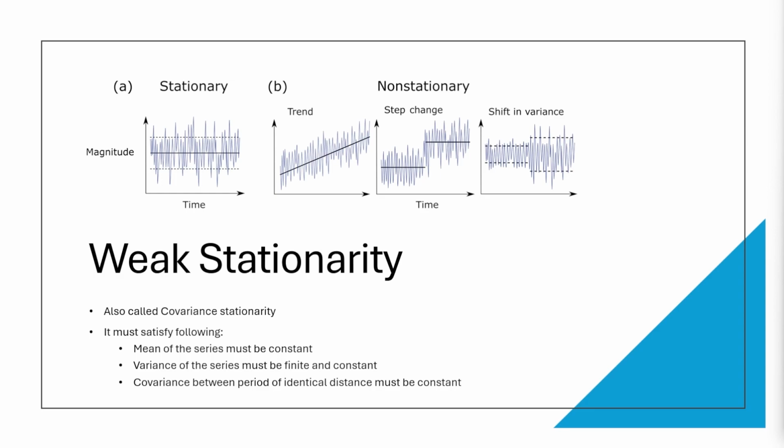For a time series to be classified as covariance stationary, it must satisfy these three conditions. First, the mean of the series must be constant. Second, the variance of the series must be finite, or let's say constant. And third, the covariance between periods of identical distance must be constant. So what I mean to say is, the mean is always constant, the spread is always constant and finite, and last but not least, the covariance between periods of identical distance must always be identical, or constant.